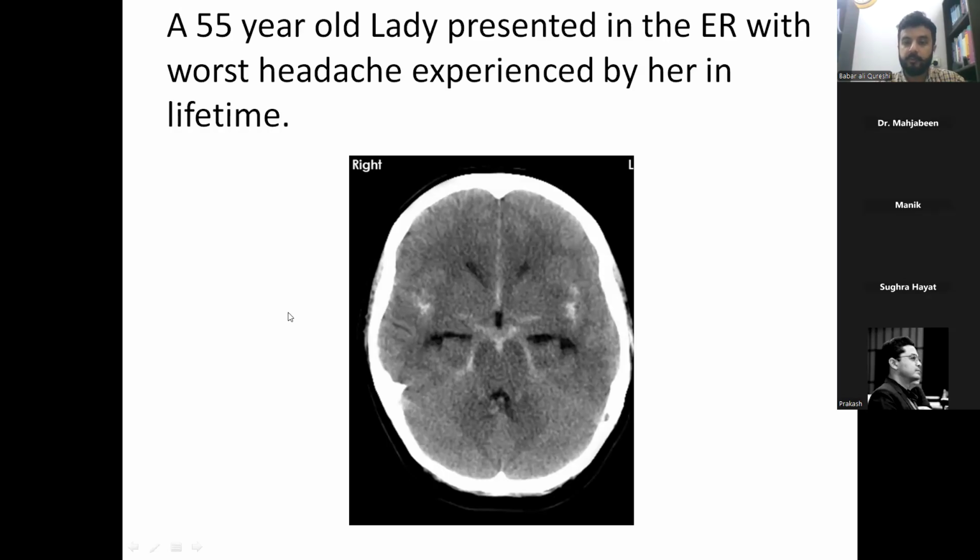Okay, so how do you treat it? When does the vasospasm occur? The peak period is from the third day to 7 days, but it can occur up to 14 to 17 days.